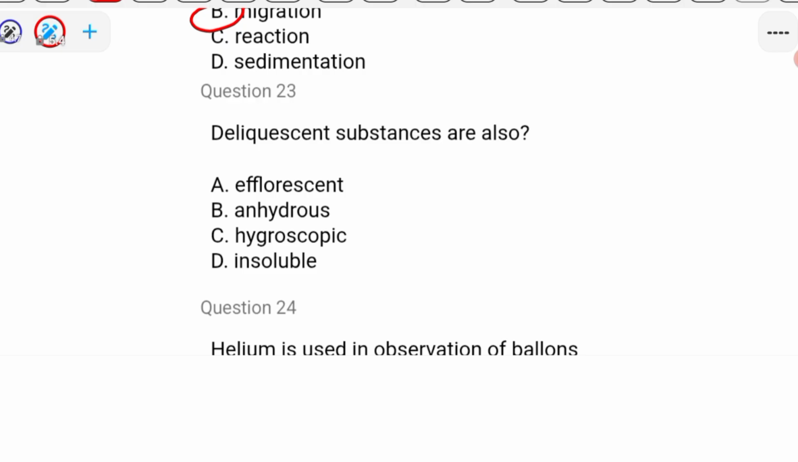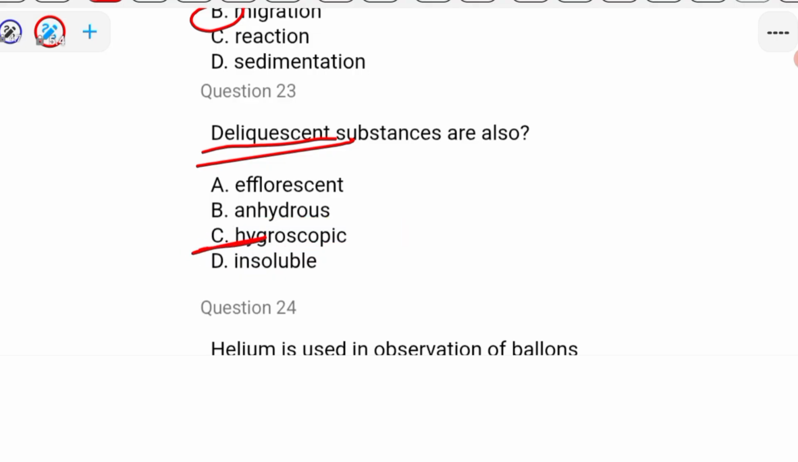Deliquescent substances are also... First of all, you need to understand what a deliquescent substance is. This is a substance that will absorb water from the atmosphere and form a solution, dissolving in that solution. You understand? Efflorescent is different. Efflorescent is when it loses water to the atmosphere. Anhydrous means that it is dry, it does not contain any water. Hygroscopic is absorbing water from the atmosphere, but not dissolving in it. Deliquescent substances are also hygroscopic because they can absorb water vapor from the atmosphere. So that is the answer there.